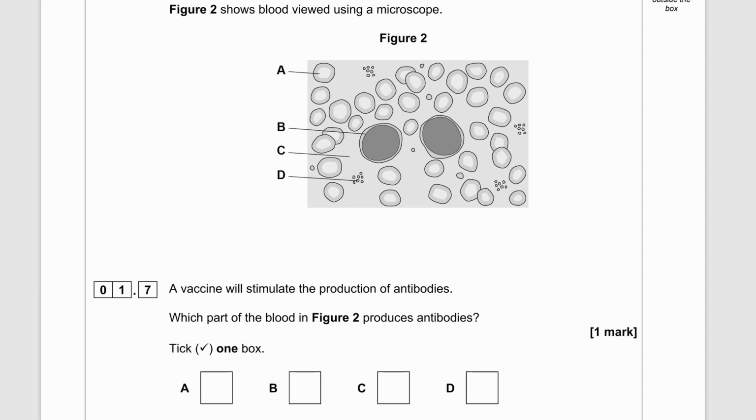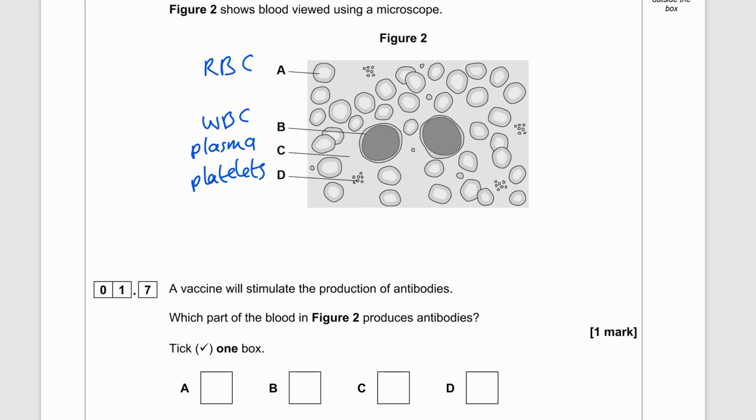So A, big circles with a dent in there. That looks like our red blood cell. B, larger circles, and they look like they've got some stain in the middle, would be our white blood cells. C, it looks like the liquid or fluid part of the blood, and that's pointing to the plasma. And D has got to be the small little fragments, which are the platelets.